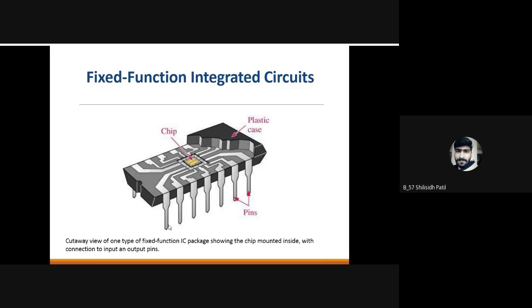Okay. So if you cut any IC, you will find that at the center there is a very tiny chip, and then that chip is packaged into a certain plastic case where these pins are connected as per the connections. Whatever output ports there are, the pin connections are made accordingly, and then the whole IC is packed in a plastic package case. So that is the fixed function integrated circuit.